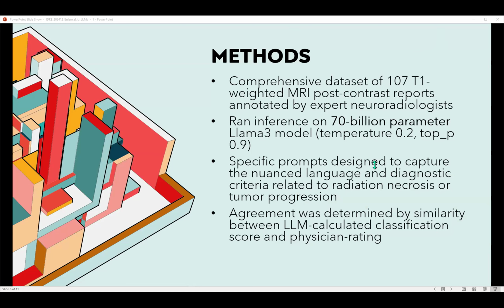We ran inference on the 70 billion parameter Llama 3 model and utilized specific prompts designed to capture the nuanced language and diagnostic criteria related to either radiation necrosis or tumor progression. I then calculated the agreement by similarity between the LLM calculated classification and a physician score.